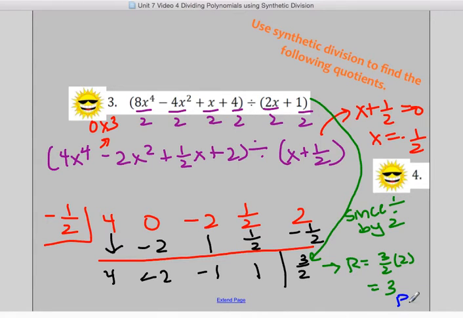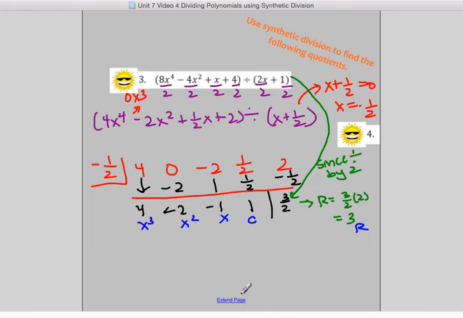So my remainder is 3, my constant's 1, my x is negative 1, x squared, and x to the third. Okay, so final answer. 4x to the third minus 2x squared minus x plus 1 plus our remainder, which is really 3 over 2x plus 1. Okay, so there is our answer for number 3.